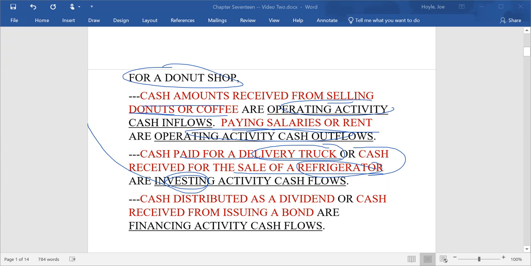And then finally, if we distribute a dividend as cash, that's not part of our operating activities. That's not part of our daily business.